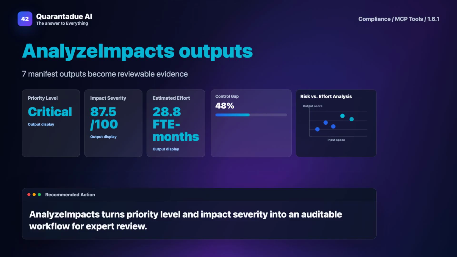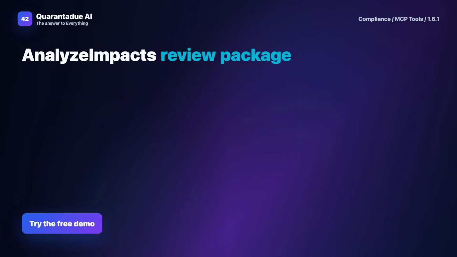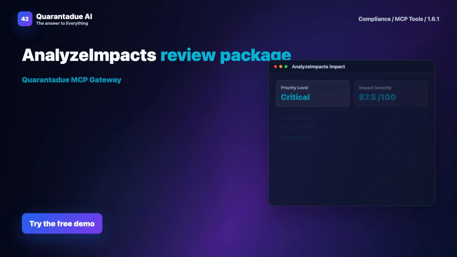Analyze Impacts returns structured outputs such as priority level, impact severity, estimated effort, remediation timeline, and control gap. These outputs are designed to support review, reporting, comparison, and follow-up actions.